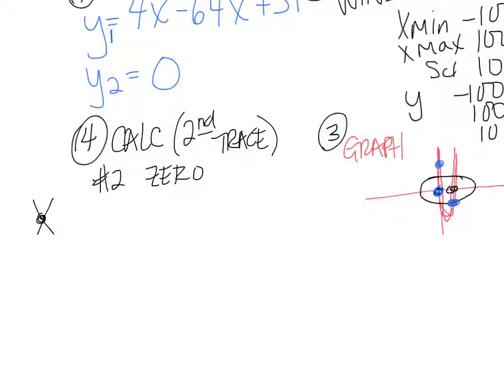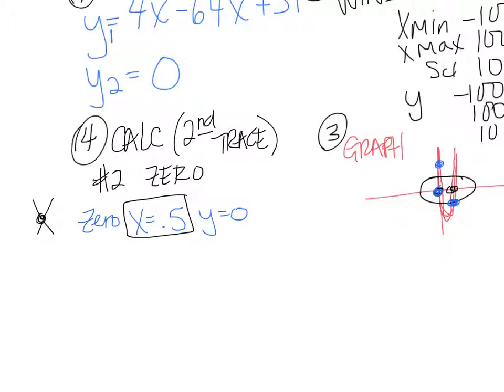So then I'm going to push enter, and then your calculator says guess, and you push enter. And so then at the very bottom it says 0, and it has x equals 0.5, y equals 0. So this is one answer, the 0.5. Okay.